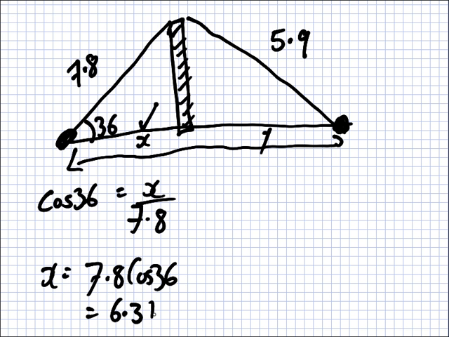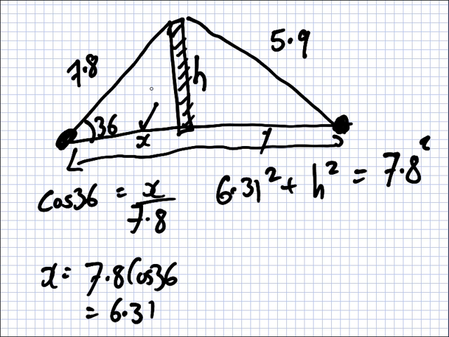Okay. Now, it actually is convenient to me to get the height, which I can now do using Pythagoras. So I could say 6.31 squared plus h squared equals 7.8 squared. Pythagoras on the left. Okay? What is the h from this?